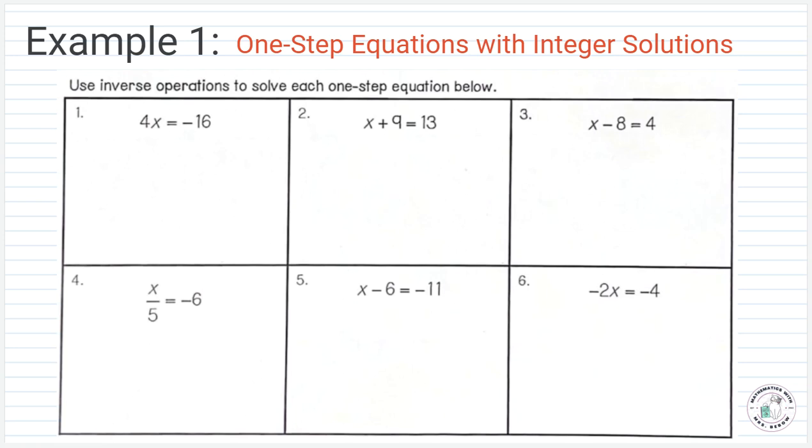So for this first one, it says 4x equals negative 16. I like to draw a line through my equal sign just to kind of divvy up the left side from the right side. I think it's a nice visual, and I think for students it helps a lot. Again, it's totally optional.